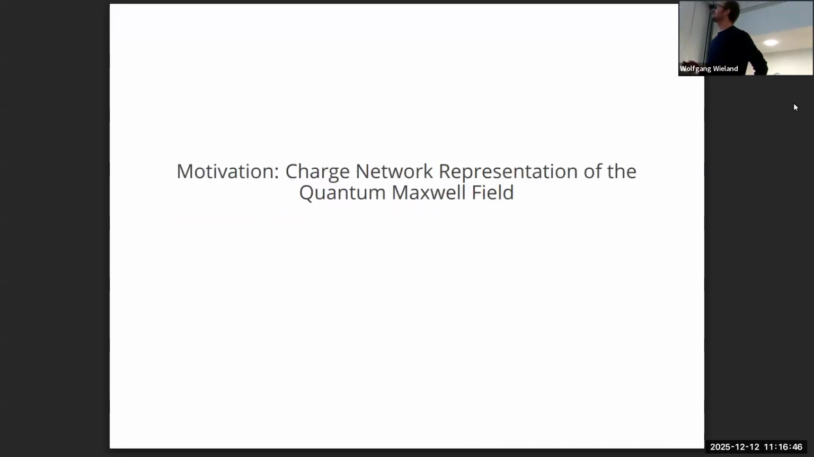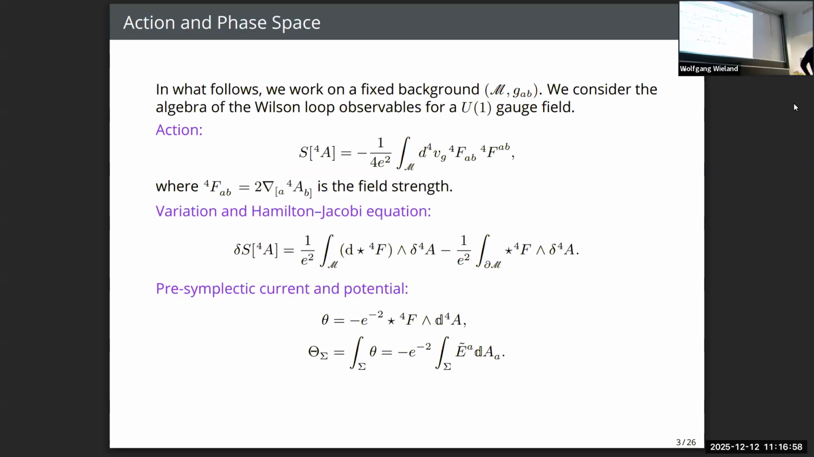But let's first consider that, just to put everything on equal footing, the charge network representation of the quantum Maxwell field. This is a sort of lattice representation of QED. Just like we can put QCD on a lattice, we can also do this with quantum electrodynamics.